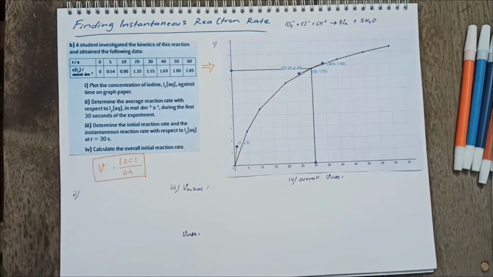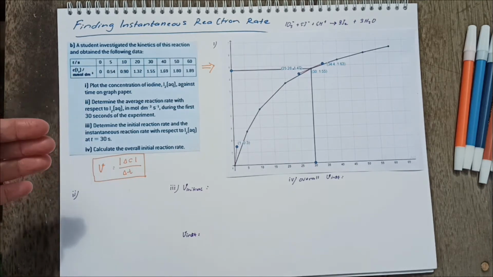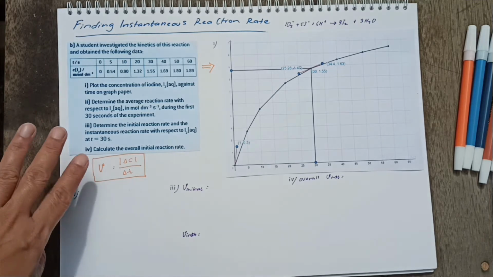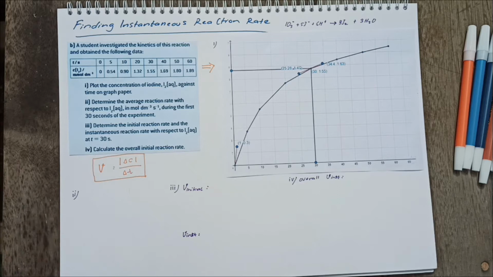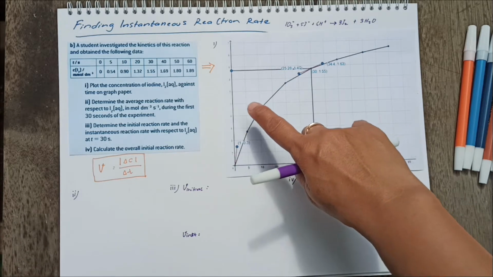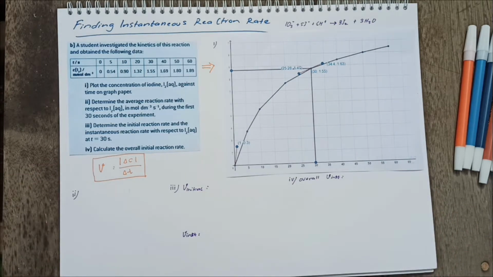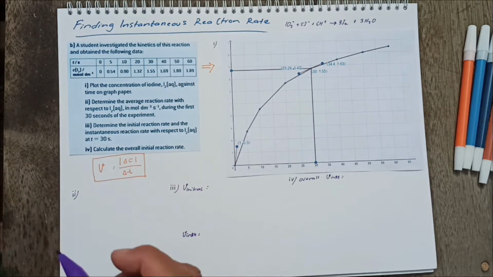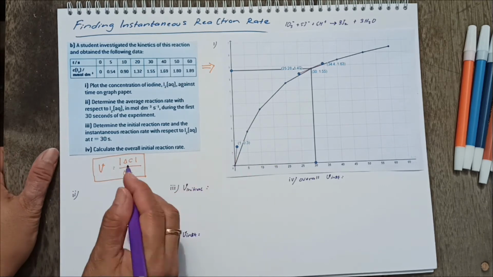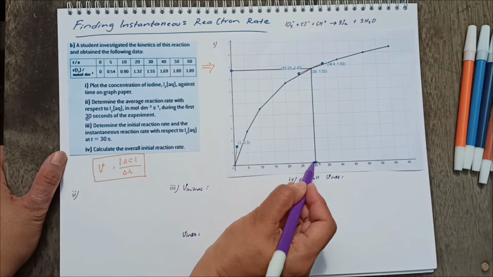So basically, the only formula we're going to use to answer all these questions is this one: velocity or rate equals the absolute subtraction between the after and before of the concentration, per the subtraction of the time. Or in here we call it delta concentration per delta time. Now, the first one is this one. This is for 30 seconds. So here is 30 seconds.